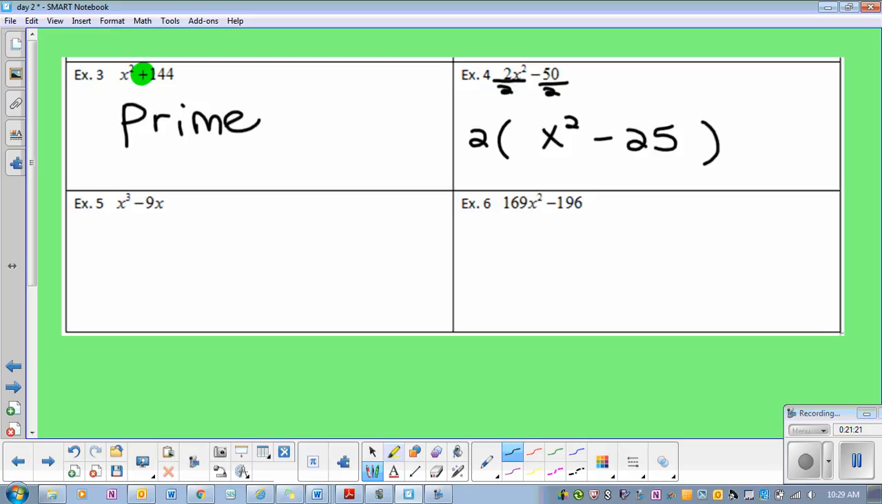Now, remember, the GCF just waits. Hold up. Now, inside the parentheses, x squared minus 25. Can I do DOTS there? I have two terms. They're subtracting. Is 25 a perfect square? Yeah. So I can go to x plus 5, x minus 5. Don't forget to bring down your 2, your GCF. Okay?